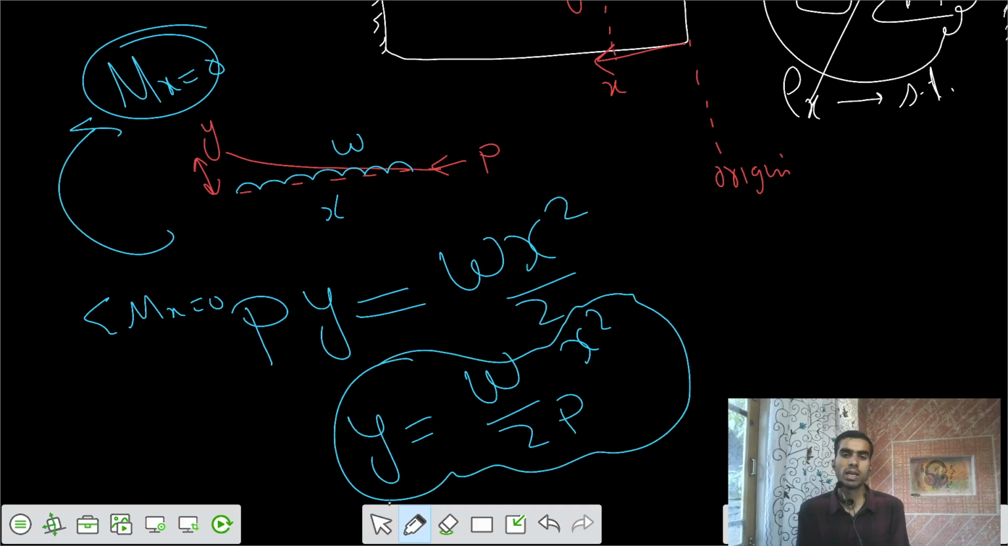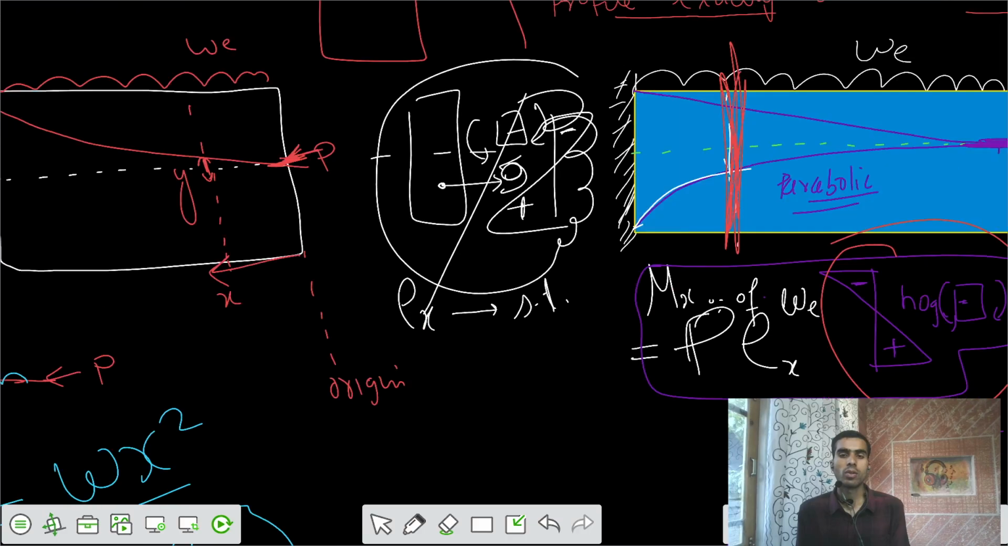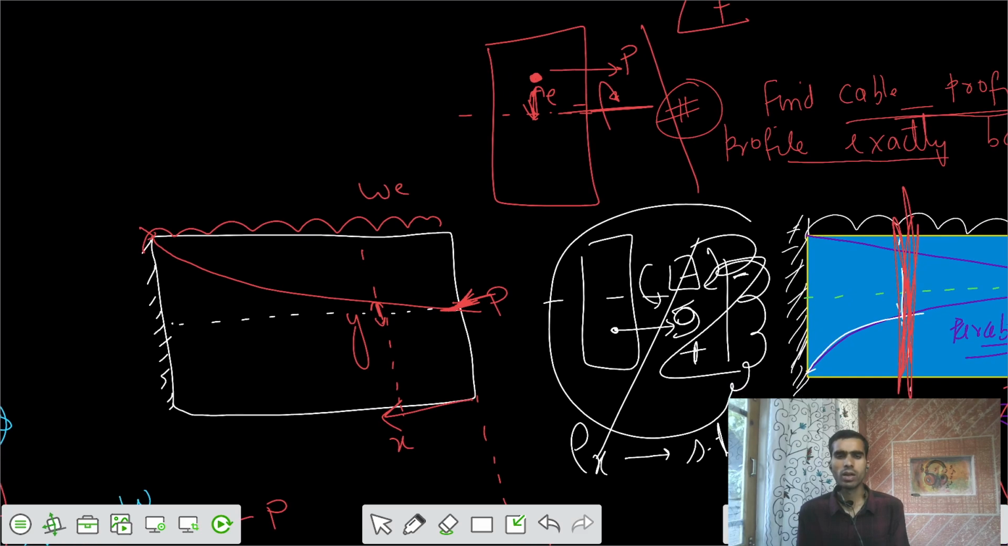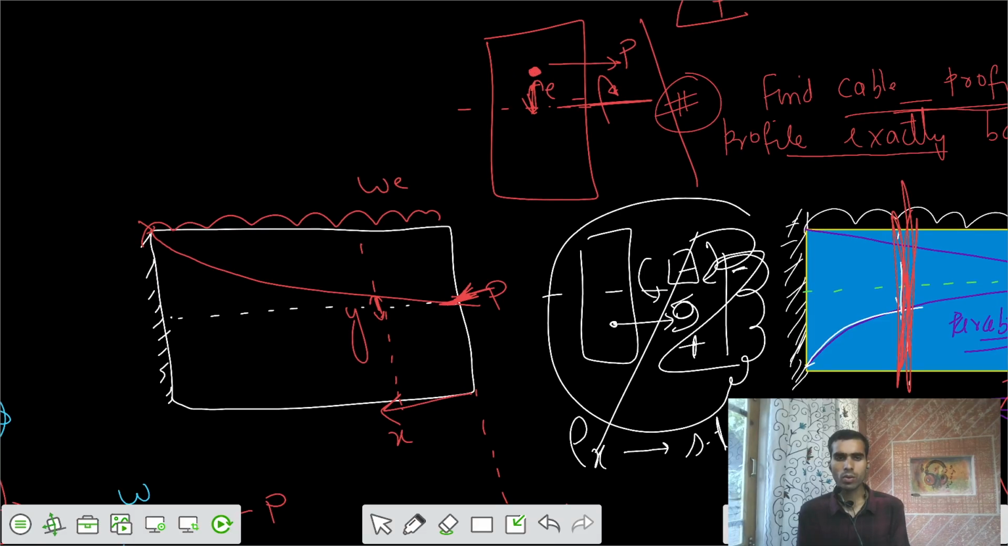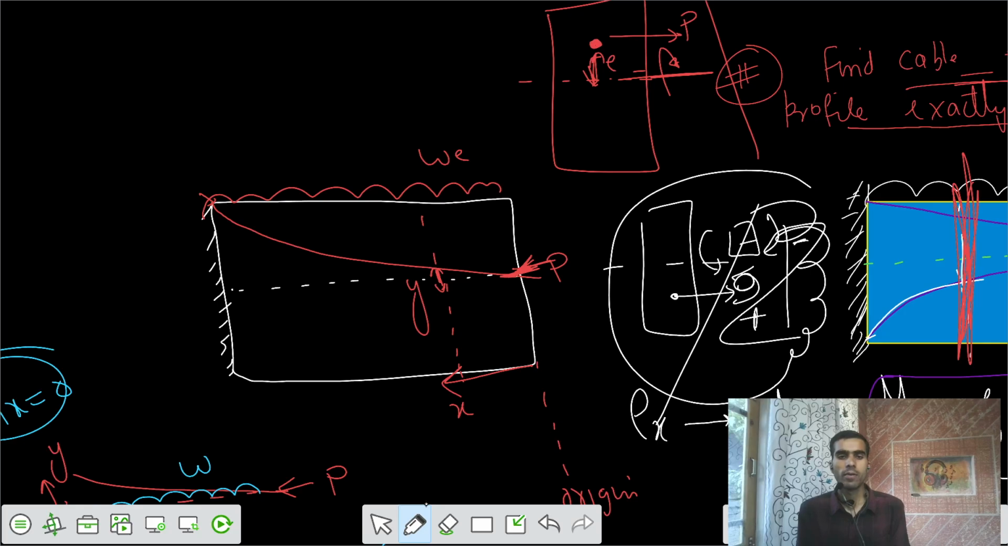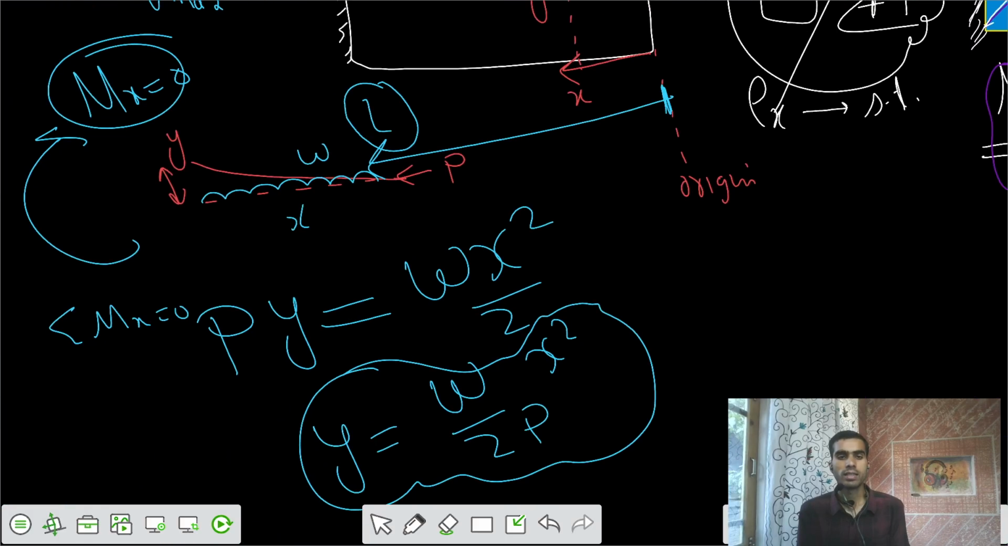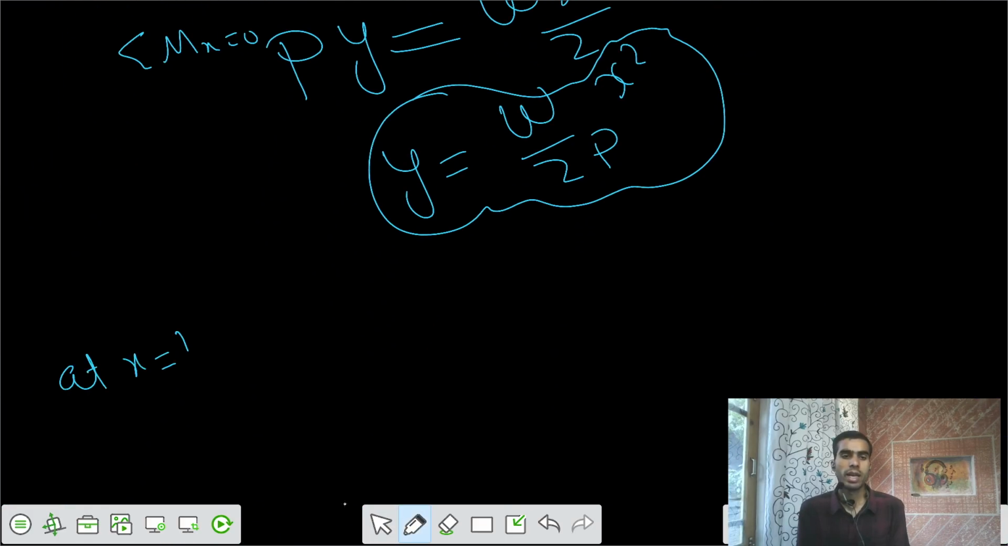Now if I set the limit at the location of x equals L, I am going to say there is a maximum eccentricity we can have, y max equals e. If at x equals L, your value of y is the critical value e, we can say that e equals W L squared by 2P.